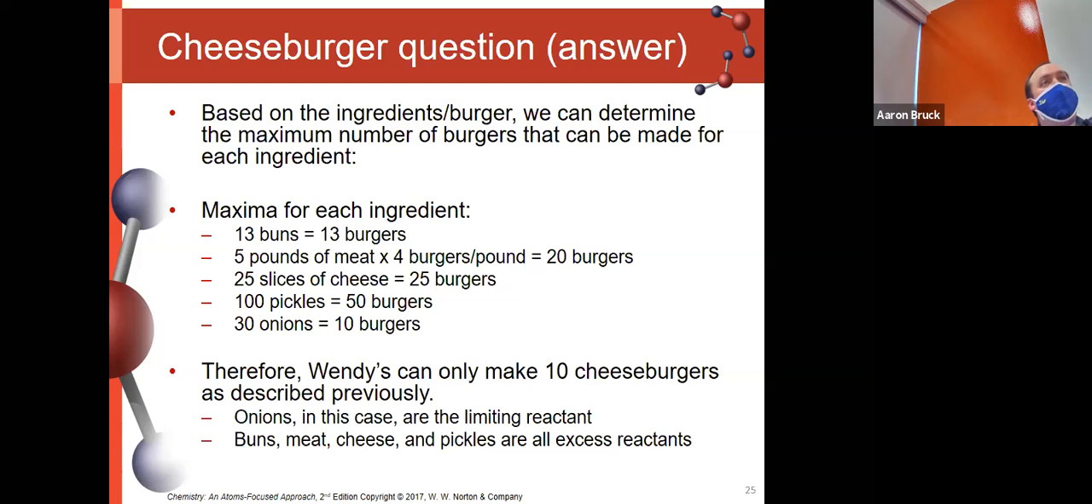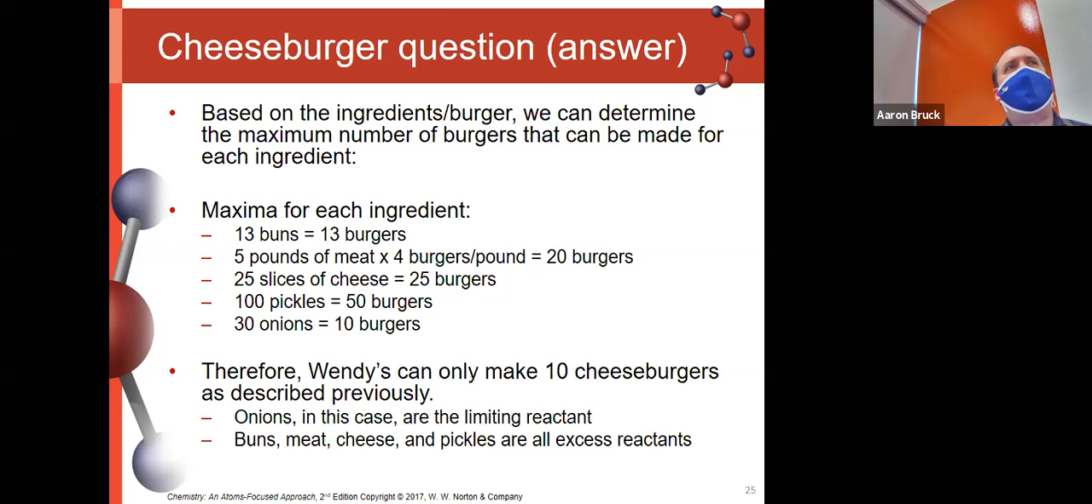Now, how do you go about doing that? Well, you just take each ingredient and you figure out how many burgers it could have made. So I look at the buns. I could have made 13 burgers with the buns. I had enough meat for 20 burgers. I had enough cheese for 25. I had enough pickles for 50, and I had enough onions for 10. And so with that logic, I know that I can only make 10 burgers as the recipe prescribed. Everything else was in excess.